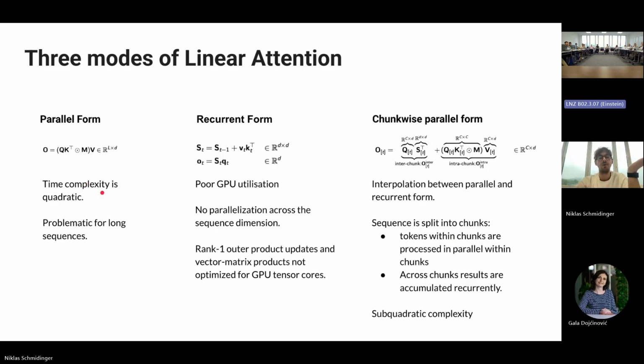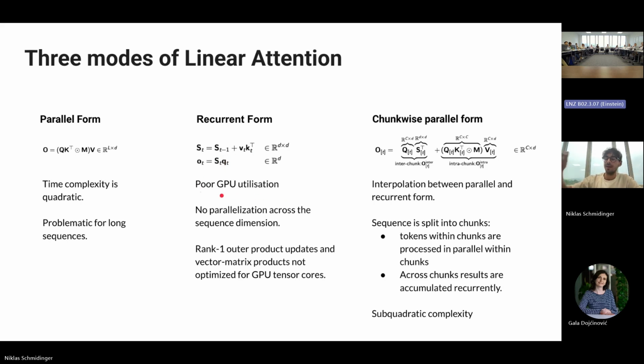Here you have quadratic time complexity, and it's still problematic for long sequences. Then you have the recurrent form, where S here are these outer product matrices, and you always accumulate these outer products of values and keys. And then at each position, you do a readout by multiplying this state S with the query. This gives you one vector output.